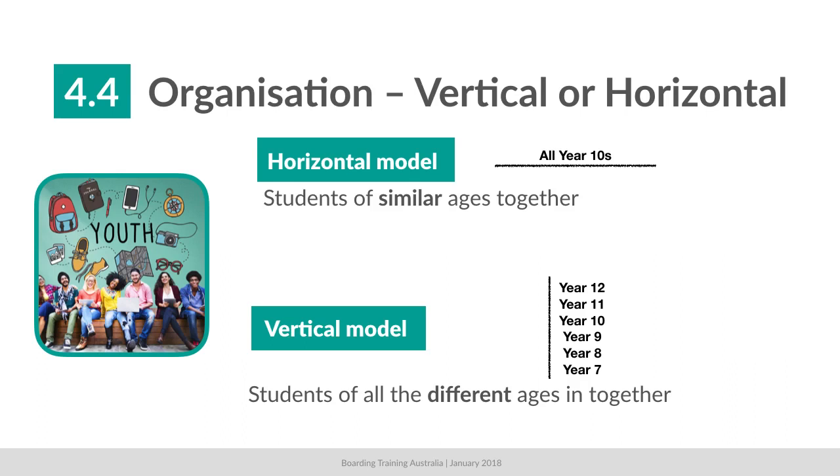The next section here looks at organisation, vertical or horizontal organisation. So vertical organisation is where you might have students from year 7 through to year 12 all in one house or grouped together. A horizontal organisation is where you have, say, all of the year 10s or all of the year 7s in one house. So you've got these two quite different ways of organising the boarding house, vertical or horizontal, bearing in mind that some boarding houses, some boarding residences are a combination of the two.